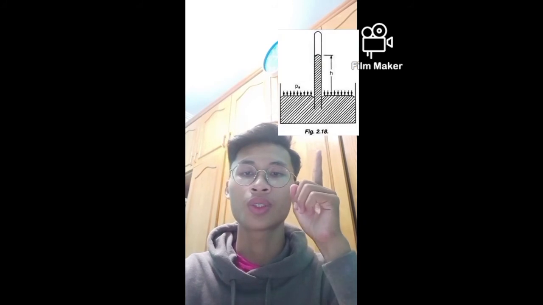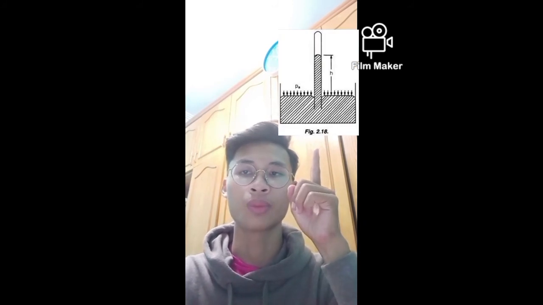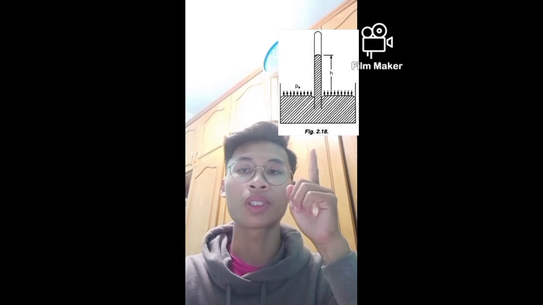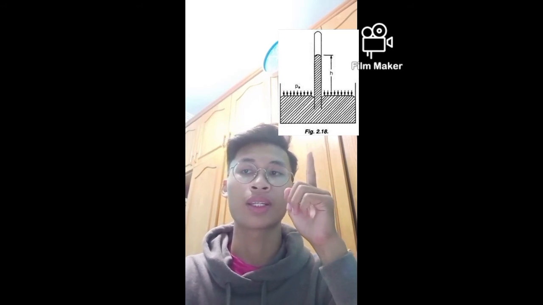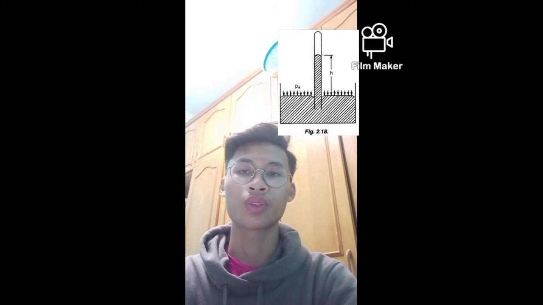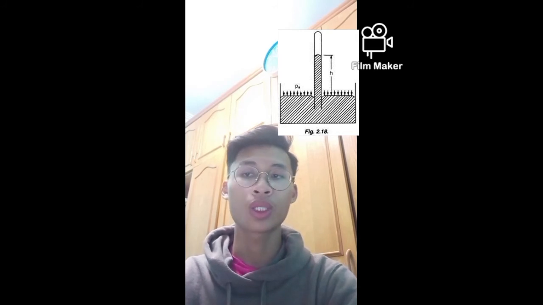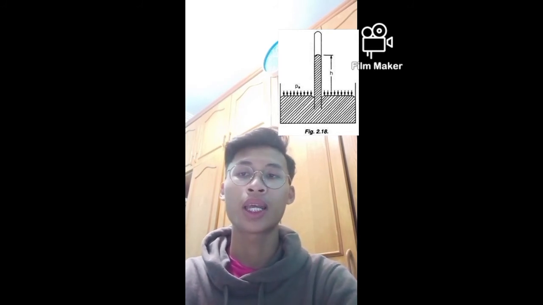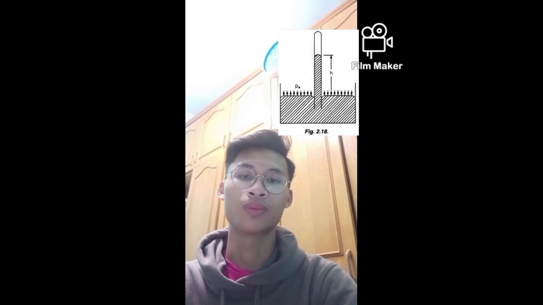This figure shows a simple mercury barometer, which consists of a 1 meter long glass tube closed at one end and completely filled with mercury and kept inverted in a bowl of mercury. A small quantity of mercury will drop into the bowl and thus form a vacuum at the upper end of the tube. The pressure acting on the surface of mercury outside the tube is atmospheric pressure.